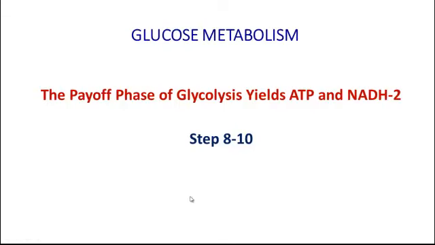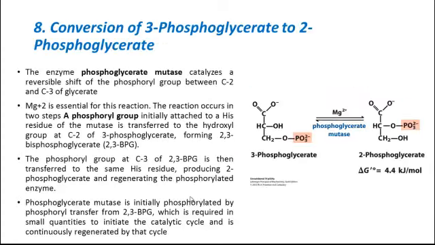In the previous lecture we discussed step number 7 of glycolysis, in which we ended up with the formation of 3-phosphoglycerate along with the release of ATP. Now we are going to talk about the conversion of this 3-phosphoglycerate into 2-phosphoglycerate. The reaction takes place with the help of the enzyme phosphoglycerate mutase in the presence of magnesium ions.